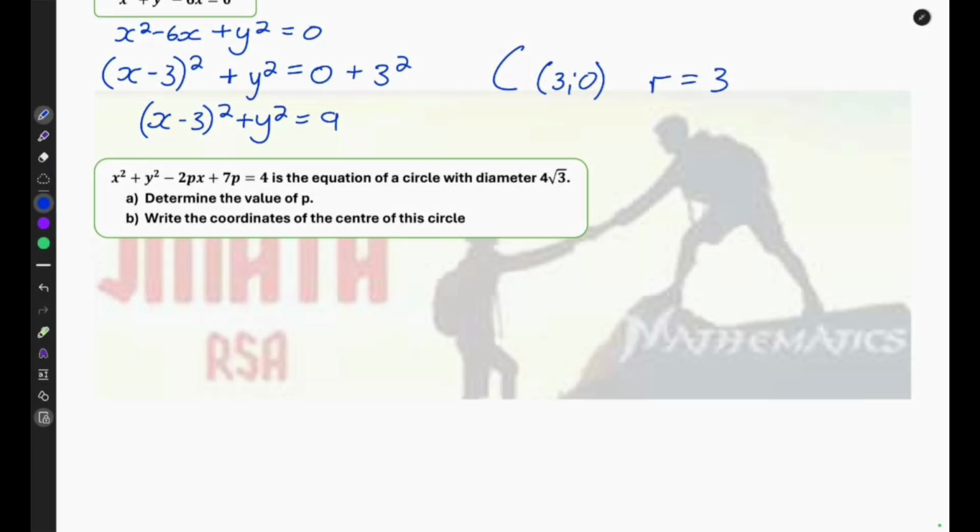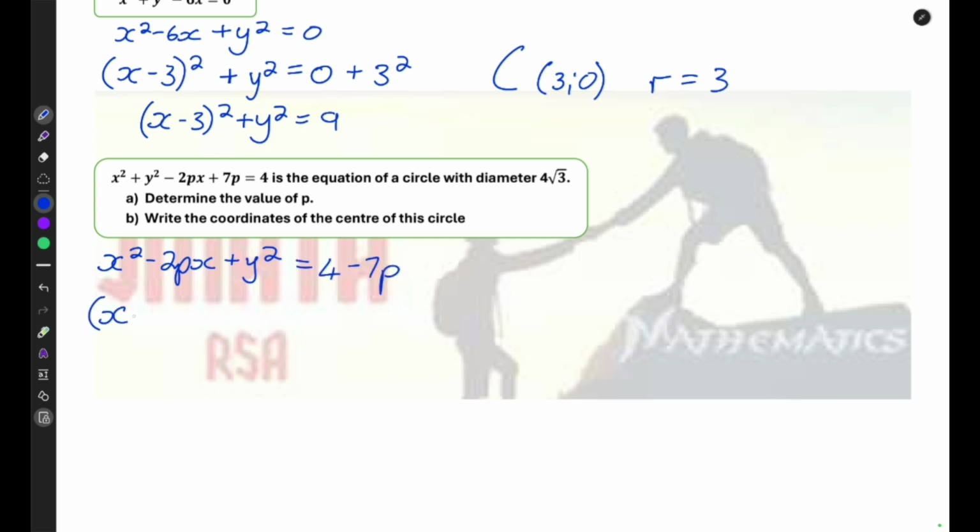The last question, they give me the formula of the equation of the circle with a diameter of 4 root 3. Determine the value of p. So firstly, I am going to get this into standard form. So I know it is x squared minus 2px plus y squared. I don't see another y in that formula, so I'm just going to move the 7p to the other side.